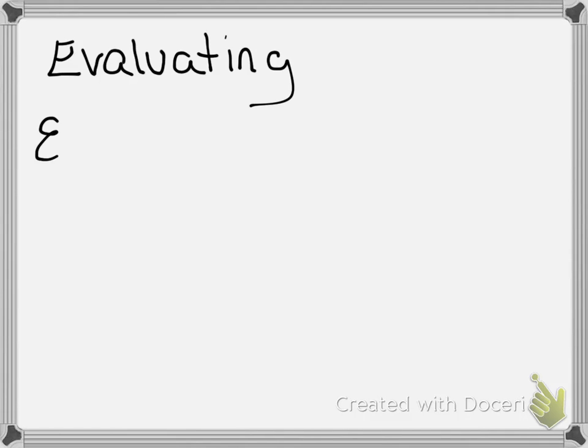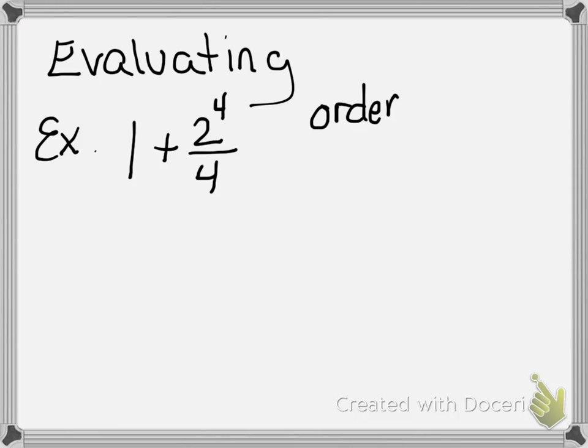The next part talks about evaluating. There are a few problems that they go through, and I'll just walk through them. The first one is 1 plus 2 to the 4th power over 4. You have to go back and think to earlier math classes about the order of operations. I'm going to run out of room here, so I'm just going to abbreviate.